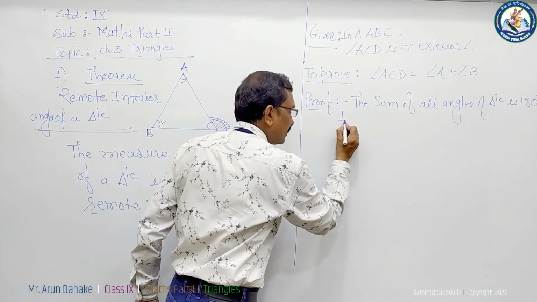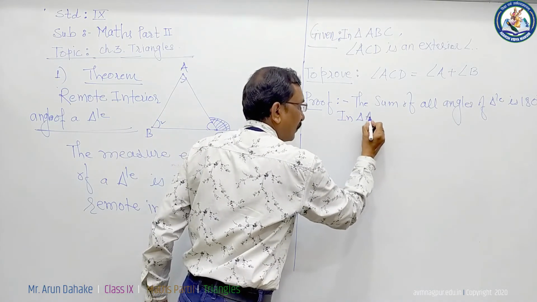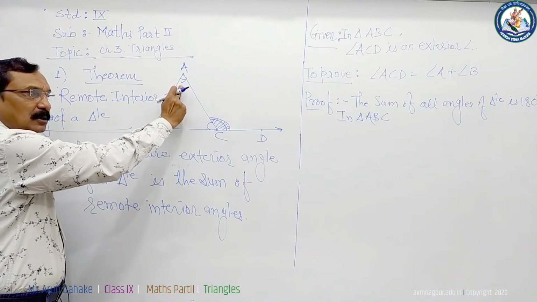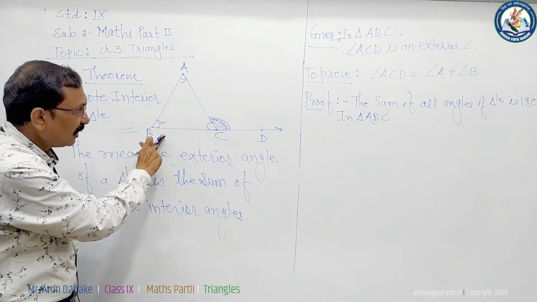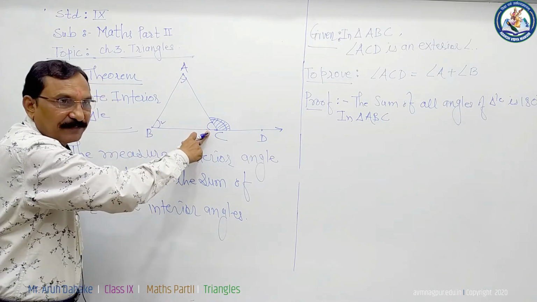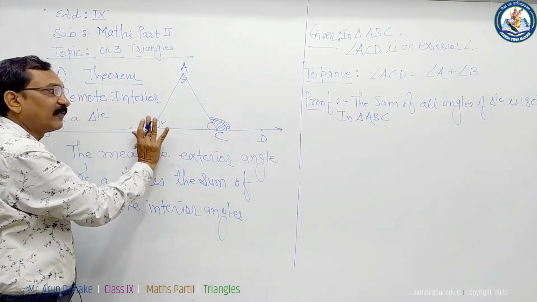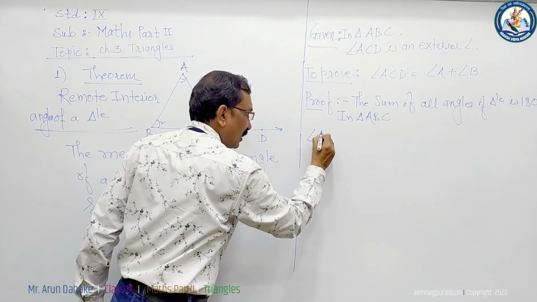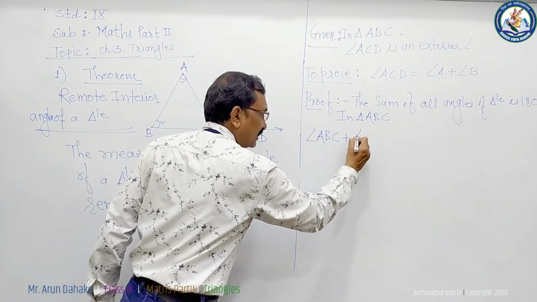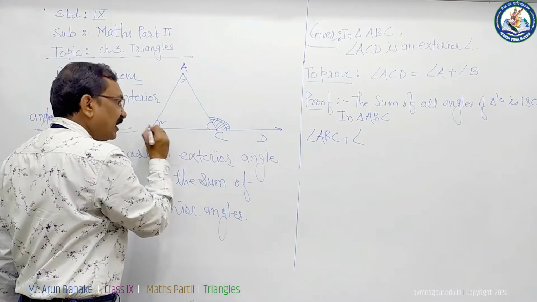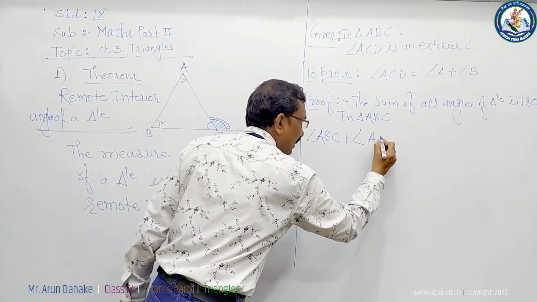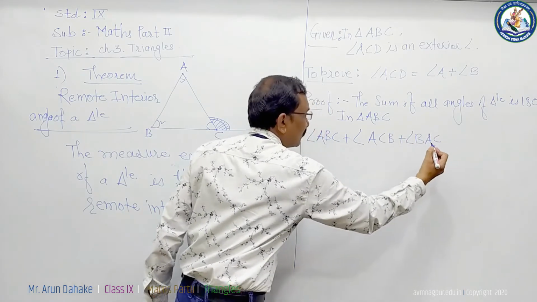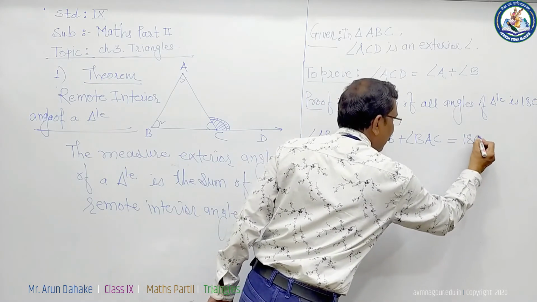Now, in triangle ABC, write the sum of all angles. In short, we could write angle A plus angle B, but we don't write angle C that way here. So, we will write the full names of all three angles: angle ABC plus angle ACB plus angle BAC, and that is equal to 180 degrees.